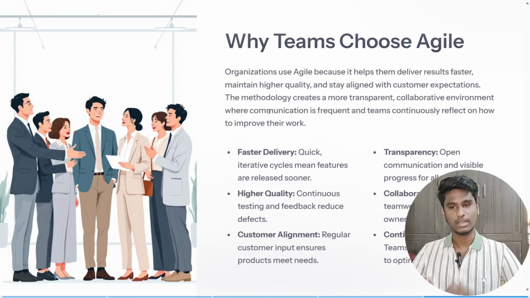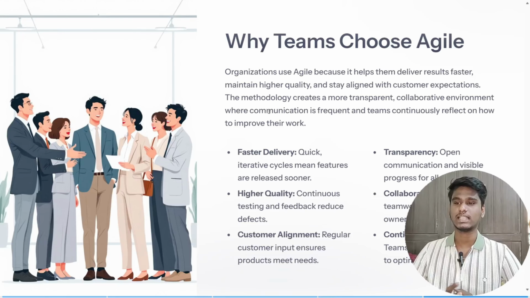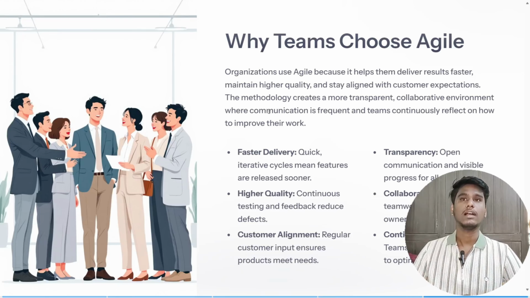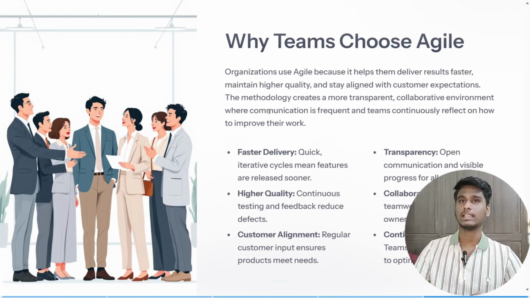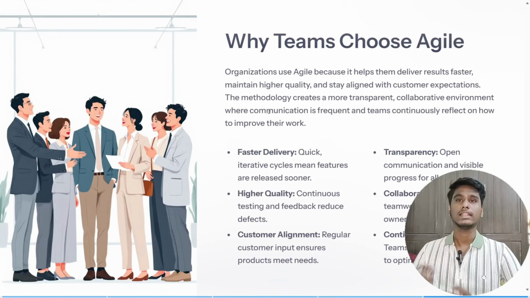So there will be faster delivery, higher quality, customer alignment, and transparency, which means open communication and visible progress for all. The building process, testing process, every process will be visible to the customers. There is also collaboration: it encourages collaboration between the client and the developers so that they can get feedback from the customers and again adapt to the changes. And continuous improvement: teams continuously seek ways to optimize the process.